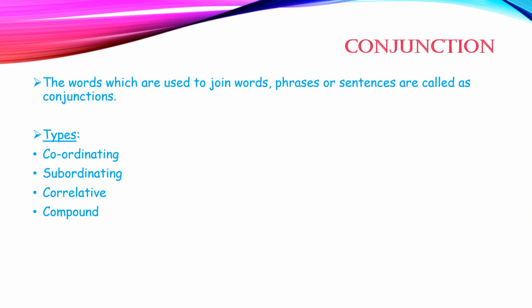So what is a conjunction? A conjunction is a word which joins two phrases, words or sentences. There are four types of conjunctions: coordinating, subordinating, correlative and compound. So these are the words which usually join two words, phrases or sentences. Let's discuss with the help of examples.